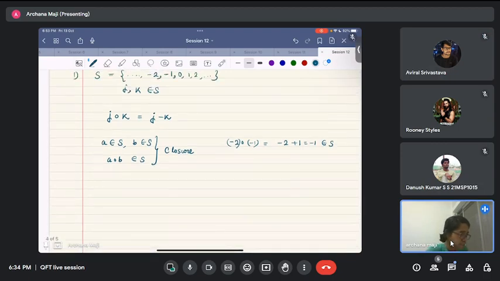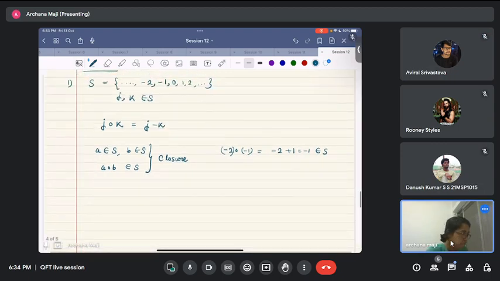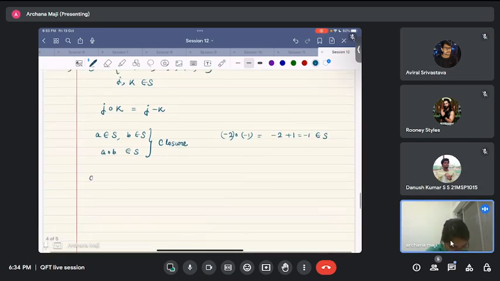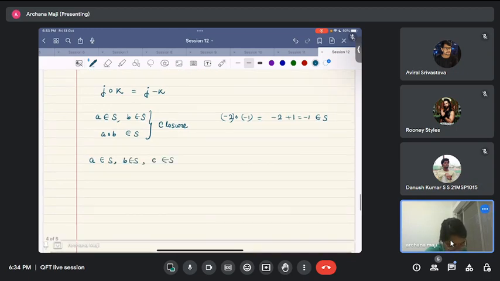Then the next property is associativity. By associativity we mean let A, B and C be three elements from that set. So A of B of C should be the same as A of B of C taken in the other grouping. If this holds, then we say that set S satisfies associativity.